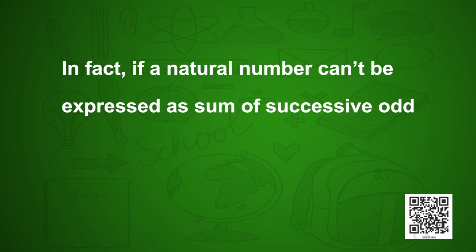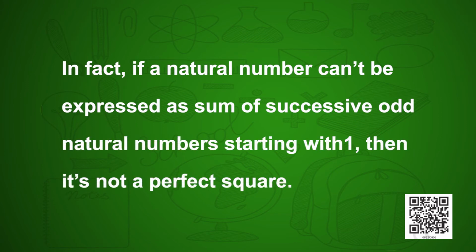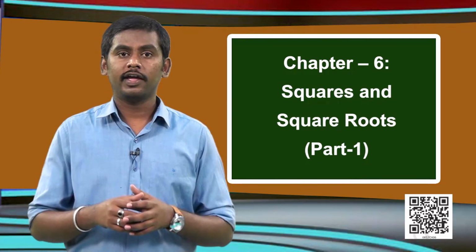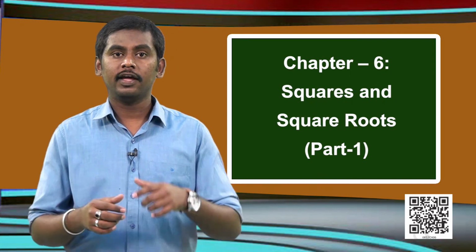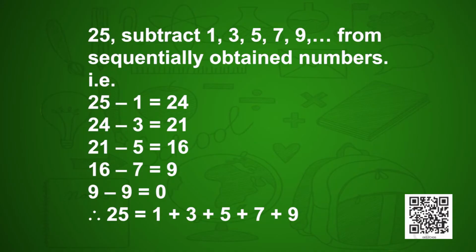Students, in fact, if a number cannot be expressed as a sum of successive odd natural numbers from 1, then it is not a perfect square. So, this is one way where we can make use to identify whether a given number is a square number or not a square number. To check whether 25 is a square number, you start subtracting the odd natural numbers starting from 1. Say for example, here we have 25. So, we are going to subtract the first odd natural number 1. So, 25 minus 1, we got 24.